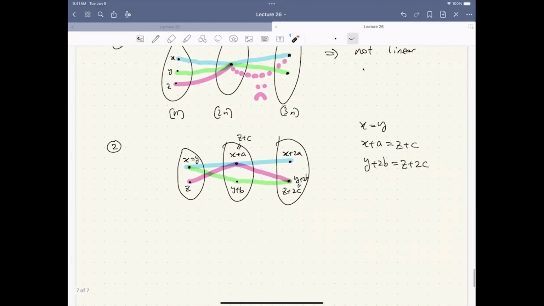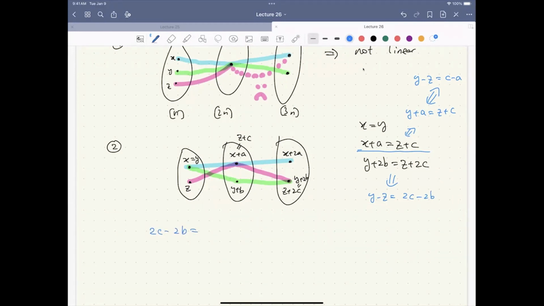Okay. So this is the same as I just plug in y. Y and x is the same. So y plus a is z plus c, which is the same as y minus z is c minus a. Where here y minus z is 2c minus 2b. So we have 2c minus 2b equals c minus a, which is the same as A plus C equals 2B. So this is a 3AP.